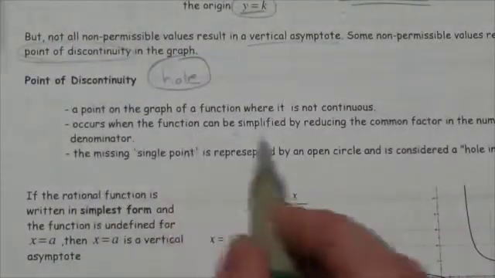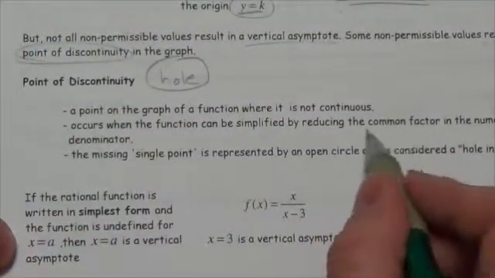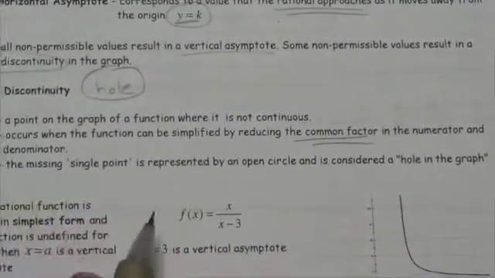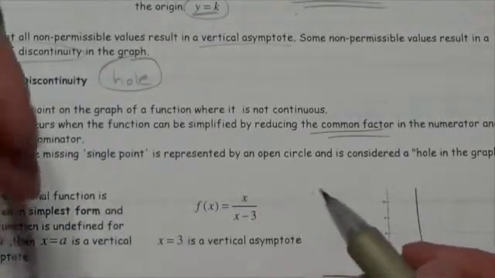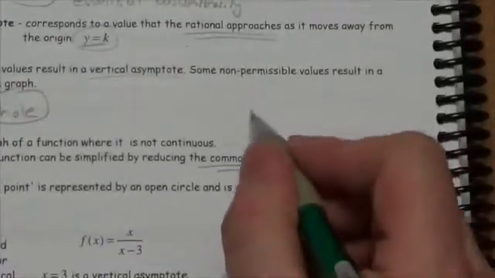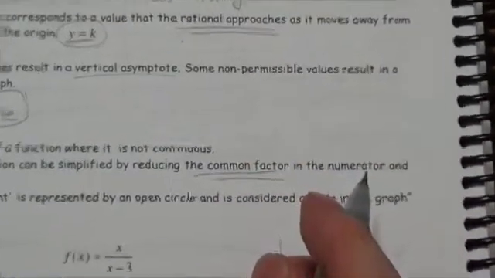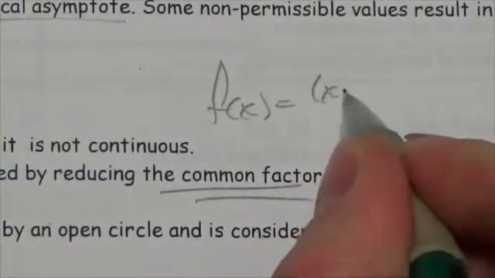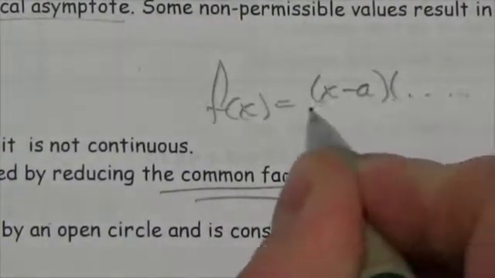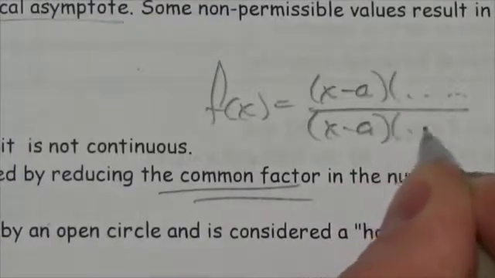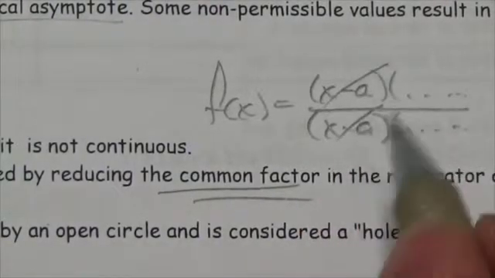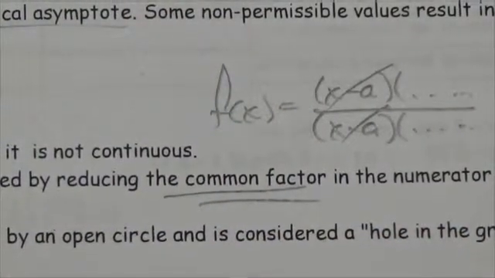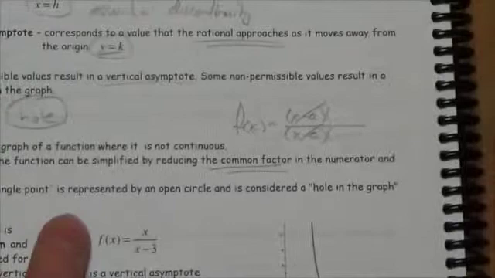And it occurs when the function can be simplified by reducing a common factor, and this is the key here, a common factor shared in the numerator and the denominator, okay? That's how you know you've got this. So if you've got, for example, here we'll zoom in a little bit so this is quite clear, some function, and it's going to be x minus a times blah blah blah over x minus a times blah blah blah. As soon as you've got this shared factor, you are going to get a hole in the graph, a point discontinuity, is what we're going to call it.